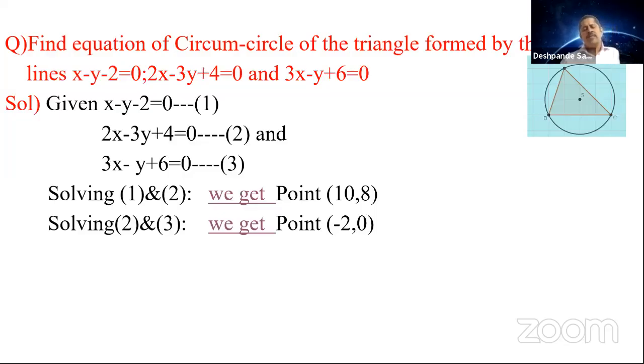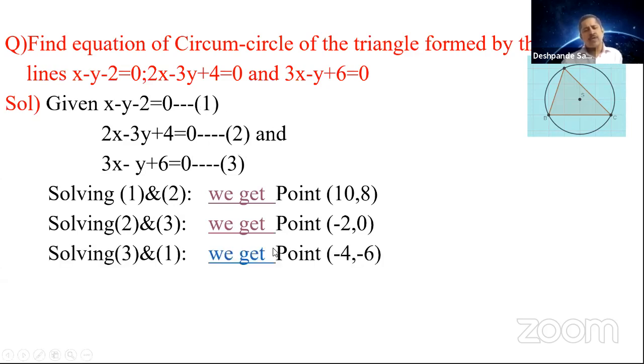Now the next step, what is it you do? You are supposed to solve these 2 points. When you solve these 2 points, you're going to get the value as (-4, -6). Can you try how you get -4 and -6? Use any method you like, solving equation 3 and equation number 1.